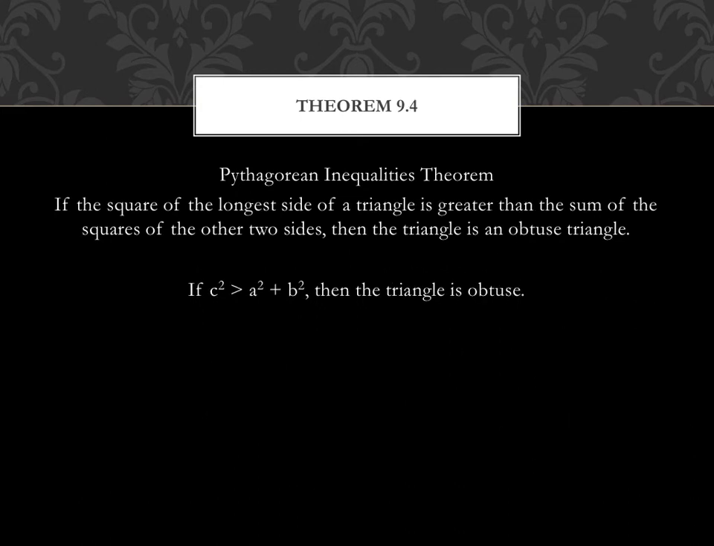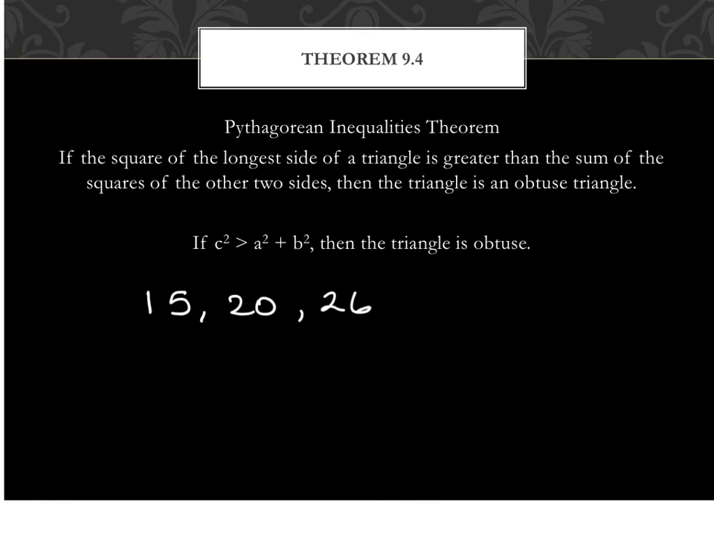So the next one, still the inequality theorem. This one states that if the square of the longest side of the triangle is greater than the sum of the squares of the other two, then it's obtuse. So here, if C squared is greater than A squared plus B squared, then the triangle is obtuse. Let's try some numbers. So let's say, let's do 15, 20, and 26. Now always first double check that it does form a triangle.